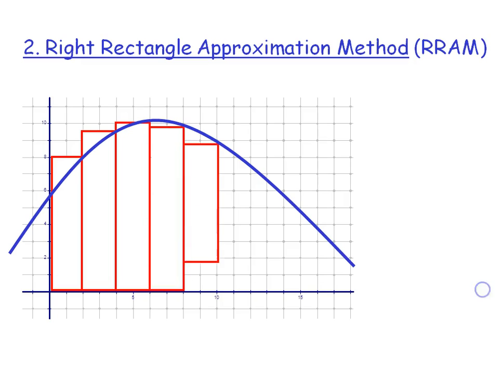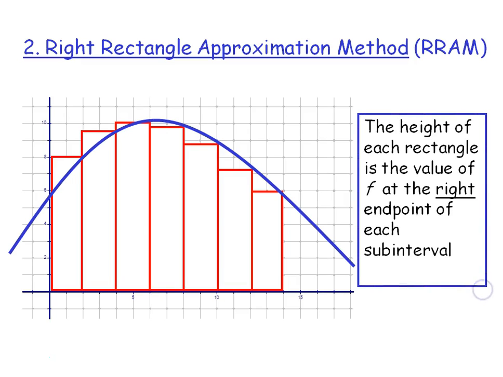And then you can see as the curve starts to decrease, this time you have these little triangular regions between the rectangle and the curve. Okay, on a decreasing function, an RRAM, or a right rectangular approximation, is going to underestimate what would be the actual area. So in an RRAM, the height of each rectangle is the value of f at the right endpoint of each subinterval.